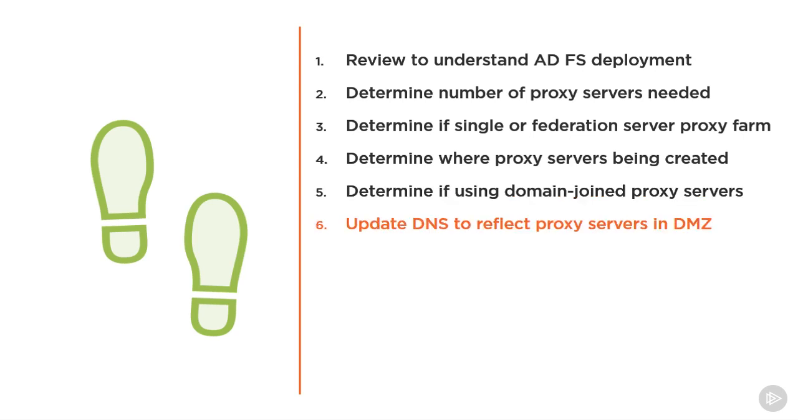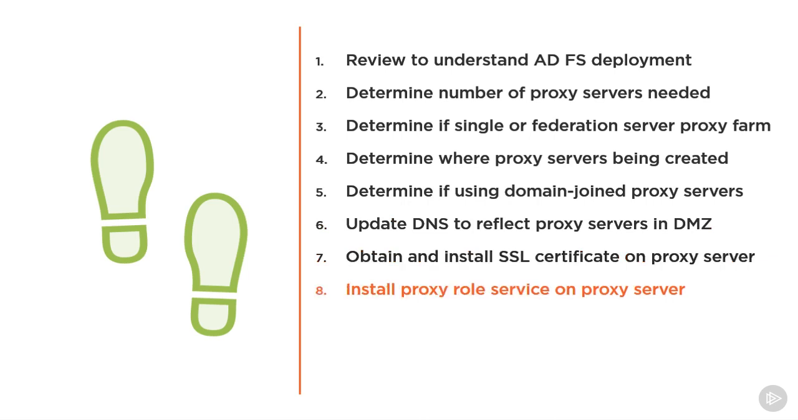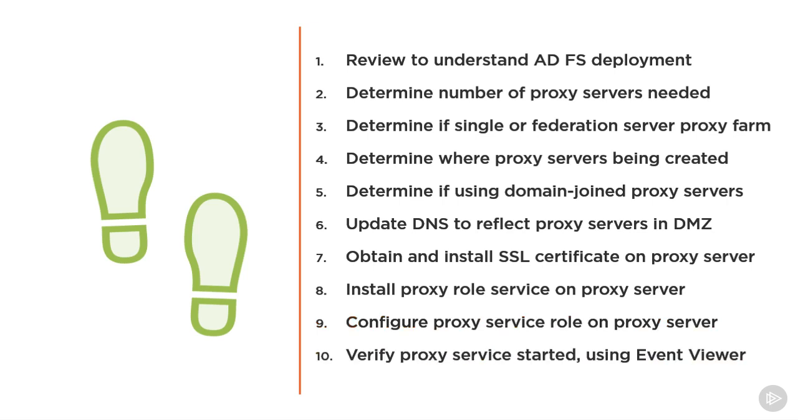We're going to update DNS to access the proxy servers in the DMZ. And of course, we have to obtain and install the SSL certificate on your proxy server. We'll then kick off phase 1 of the installation of your proxy server by installing the proxy role service. We'll follow that up by configuring the proxy service role on your proxy server, and we'll wrap it up by verifying the proxy server was started using the Event Viewer. And hang tight with me and I'll show you the exact number you're looking for within the Event Viewer.